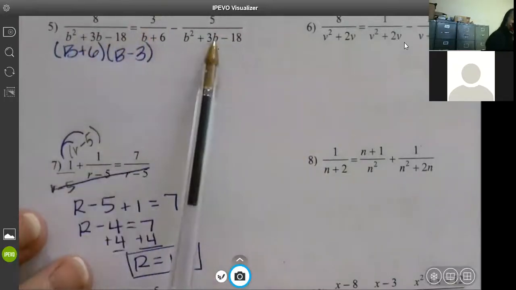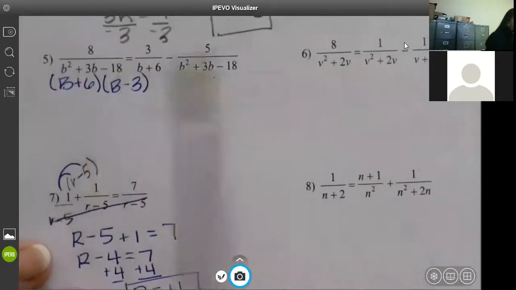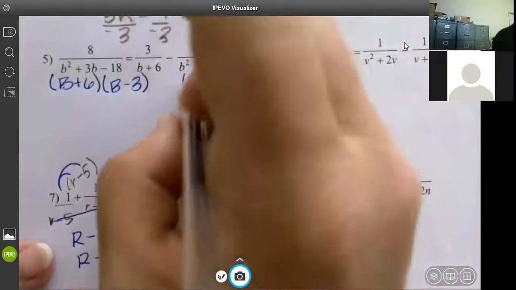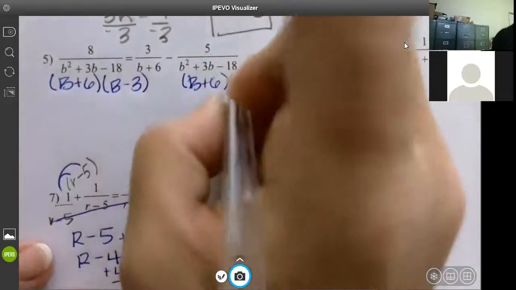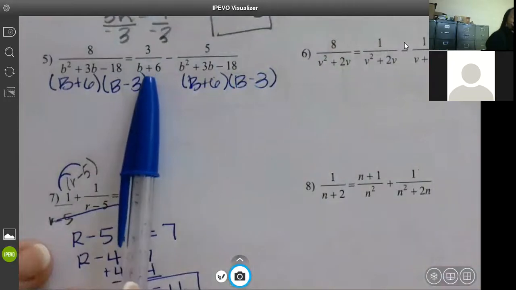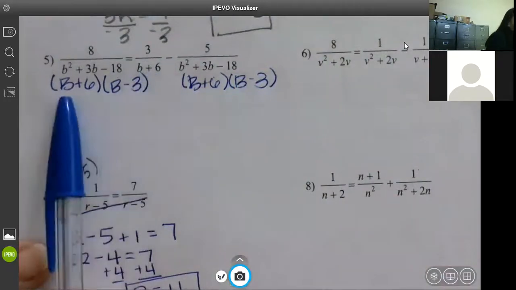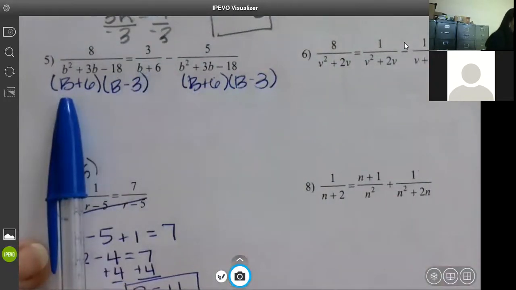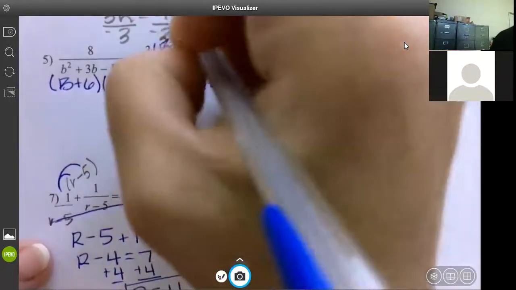Okay, so this one has both of those as well. They have the plus 6 and the minus 3 because that's what this factors into. But the middle one only has the plus 6. So it only has b plus 6. So what does it need? That's what we're going to put on top. What it needs is the b minus 3.